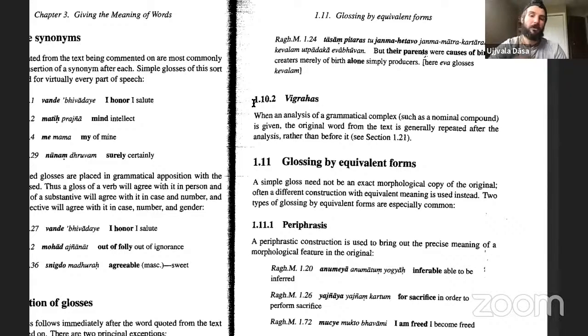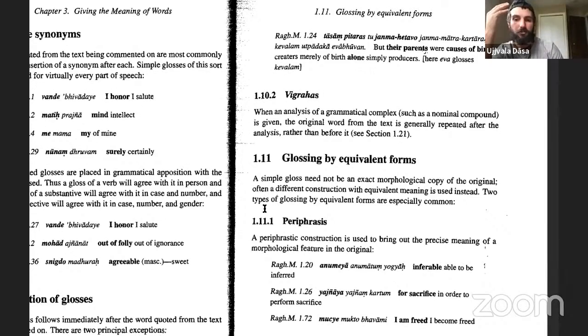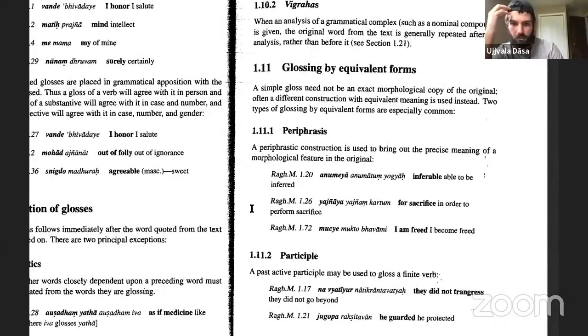Vigrahas. When an analysis of a grammatical complex, such as a nominal compound, is given, the original word from the text is generally repeated after the analysis rather than before it. Glossing by equivalent forms. A simple gloss need not be an exact morphological copy of the original. Often a different construction with equivalent meaning is used instead. Two types of glossing by equivalent forms are especially common.